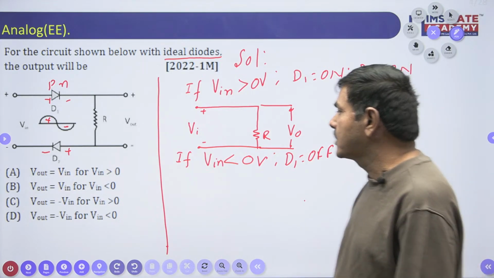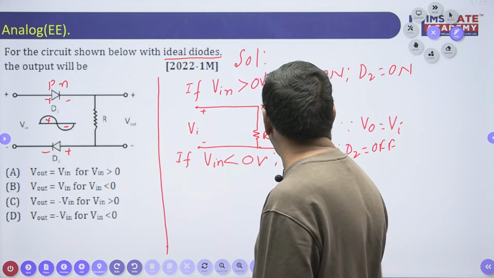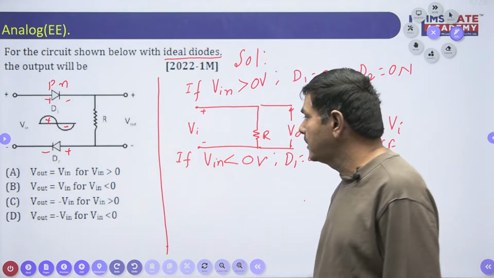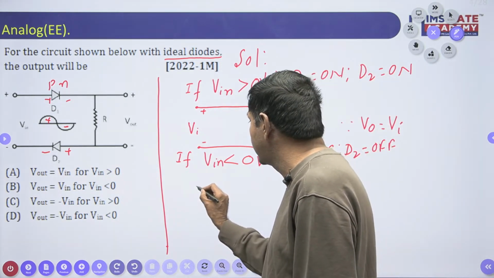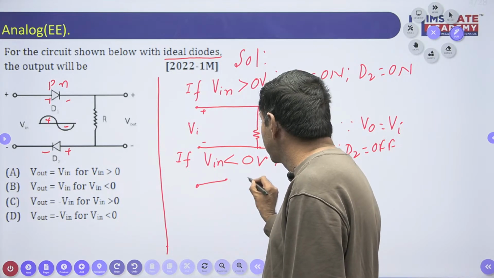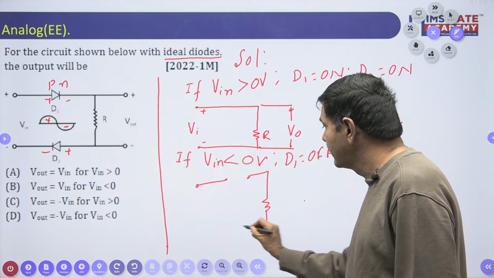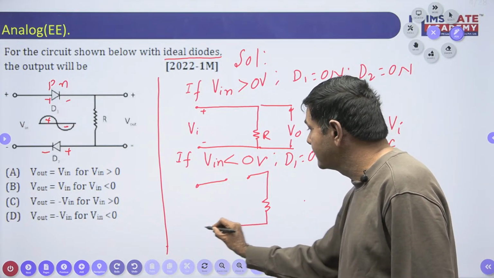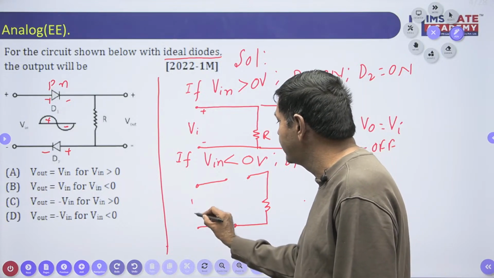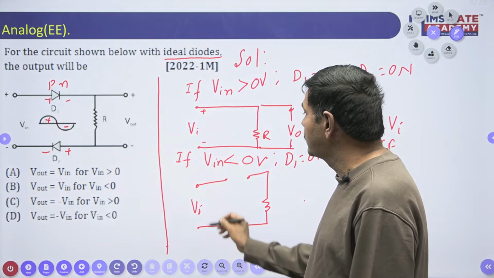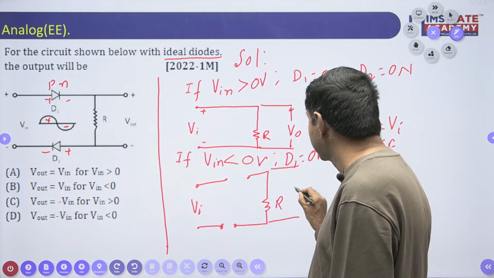If both are off, what is going to happen? What is V out? V naught or V out are both the same. Vin is less than 0, so I can draw the circuit like this. The diode is reverse biased, the resistance is connected here, and the diode is reverse biased. I am giving a negative pulse here. This is VI, a negative pulse. This is R. What V naught can I get?